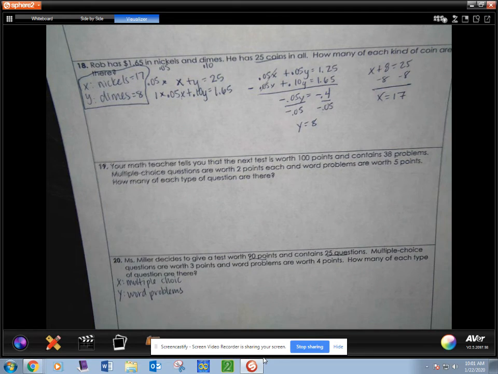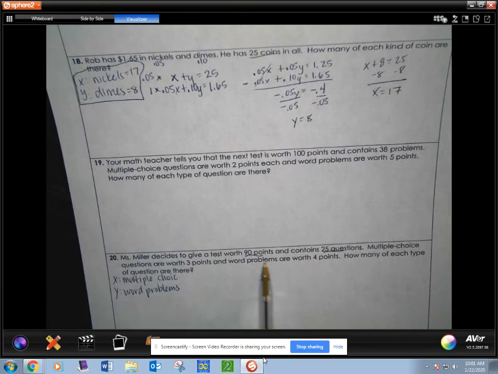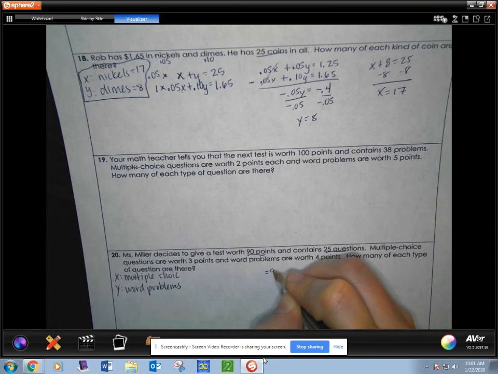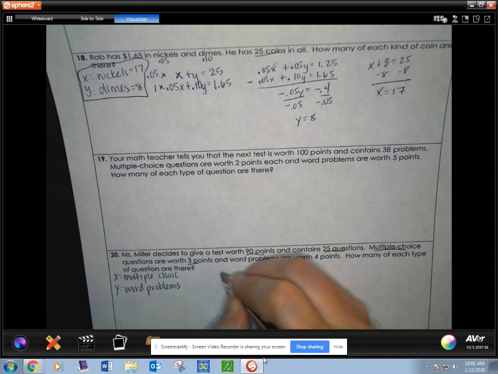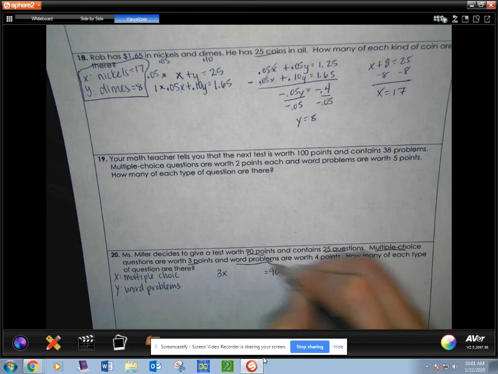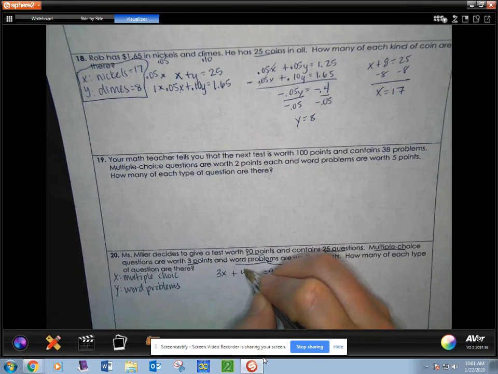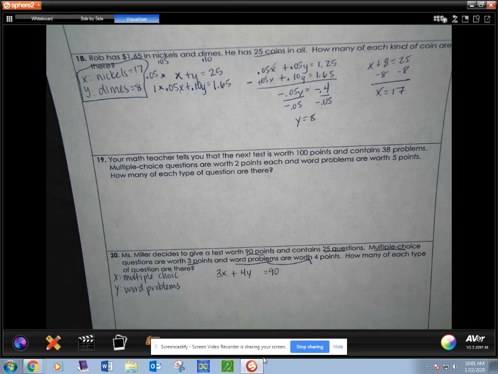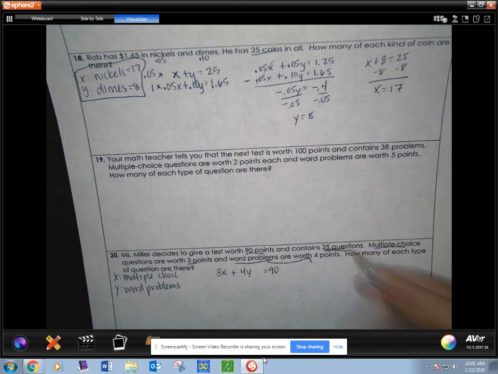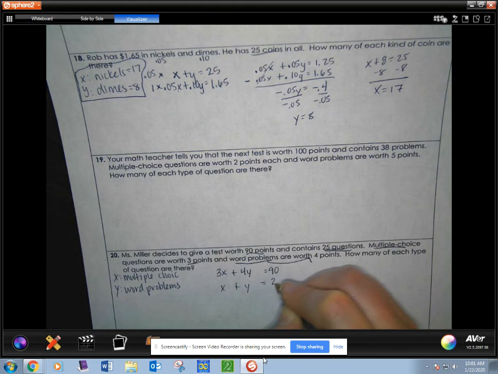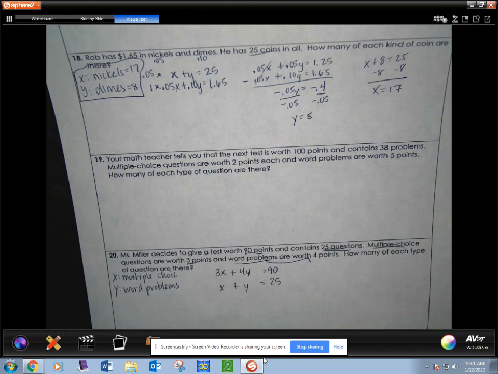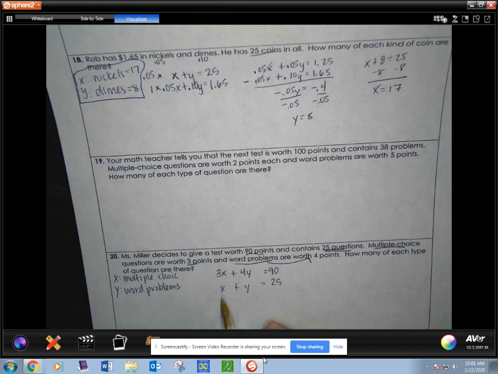Okay, like how money stays with money up here, points stay with points. So if I know I have a 90-point test, that's my total, I have to look at the other point values. Well, multiple choice are worth 3 points, so 3x. Word problems are worth 4 points, so plus 4y equals 90. For the other equation, I know there's 25 questions, but I don't know how much of each. So I just put x plus y equals 25. Okay, and then from here, this one's set up again for elimination.